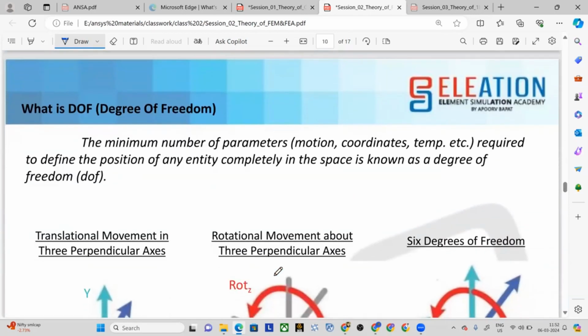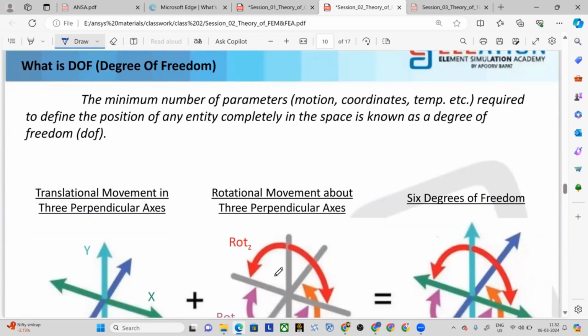Then comes the degrees of freedom. I'll start from the degrees of freedom in the next class tomorrow. For two classes, we'll be going through the theory part. Then we'll be entering into ANSA.